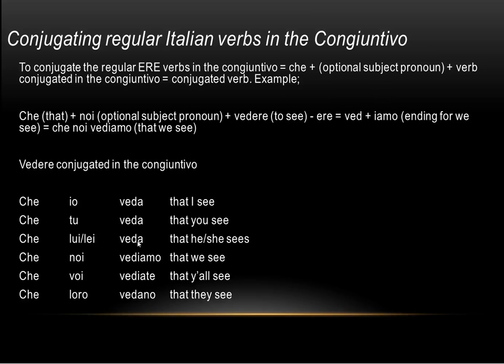So the way to remember this that helped me was in the loro form, this letter right here, a, correlates with what's going on with io, tu, lui/lei: a. Whereas remember, for the ARE verbs, it would be che io parli, tu parli, lui/lei parli. Then when you get to loro, parlino. Here we have veda, veda, veda, vedano. So once again, we have che io veda, che tu veda, che lui/lei veda, che noi vediamo, che voi vediate, and che loro vedano.